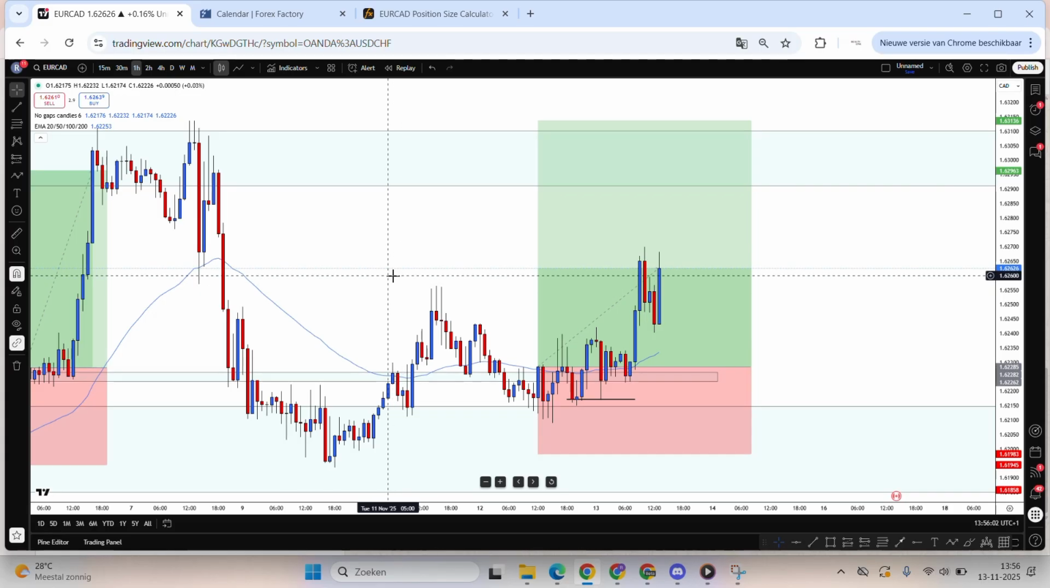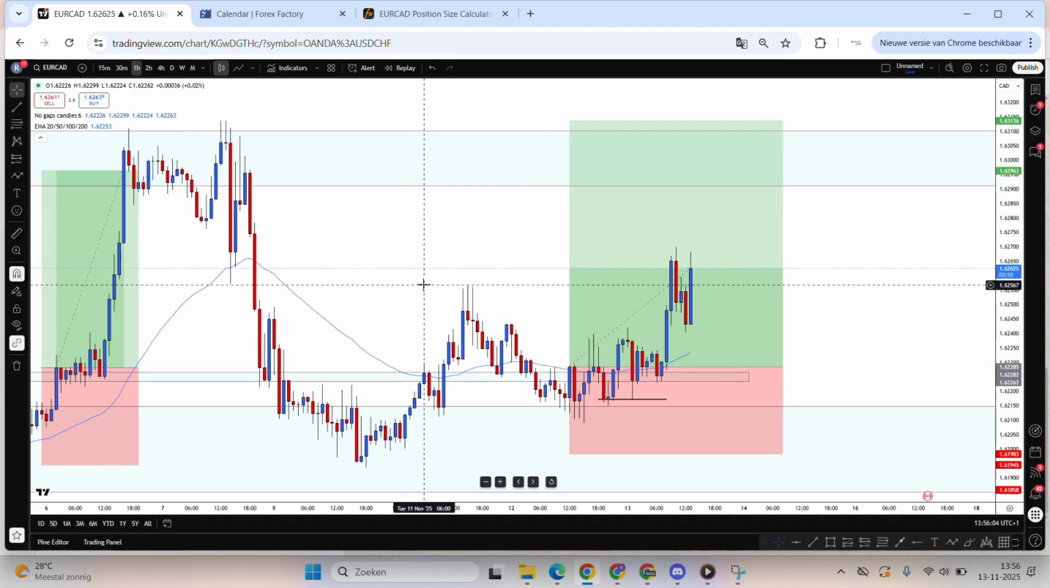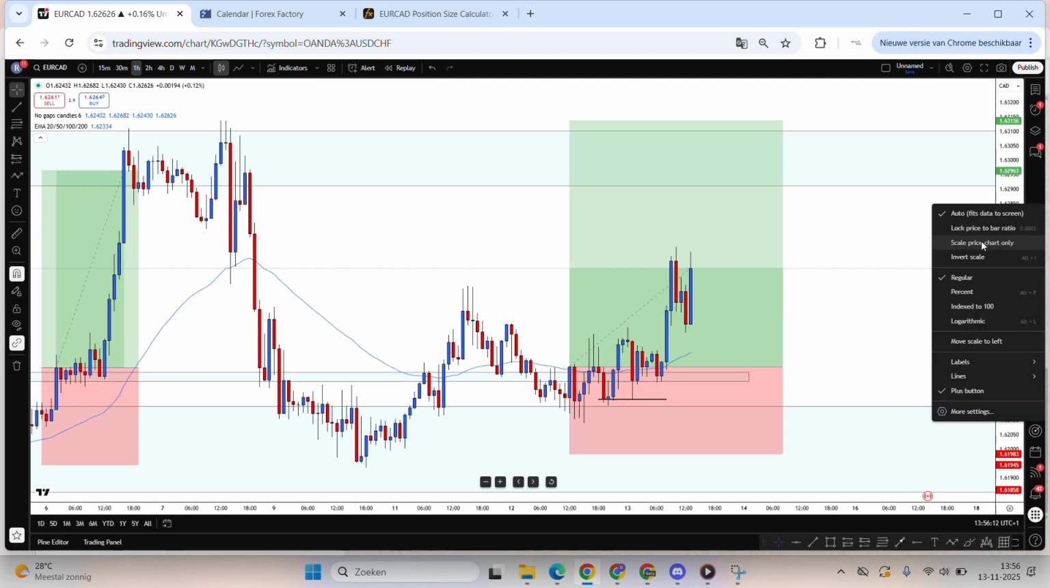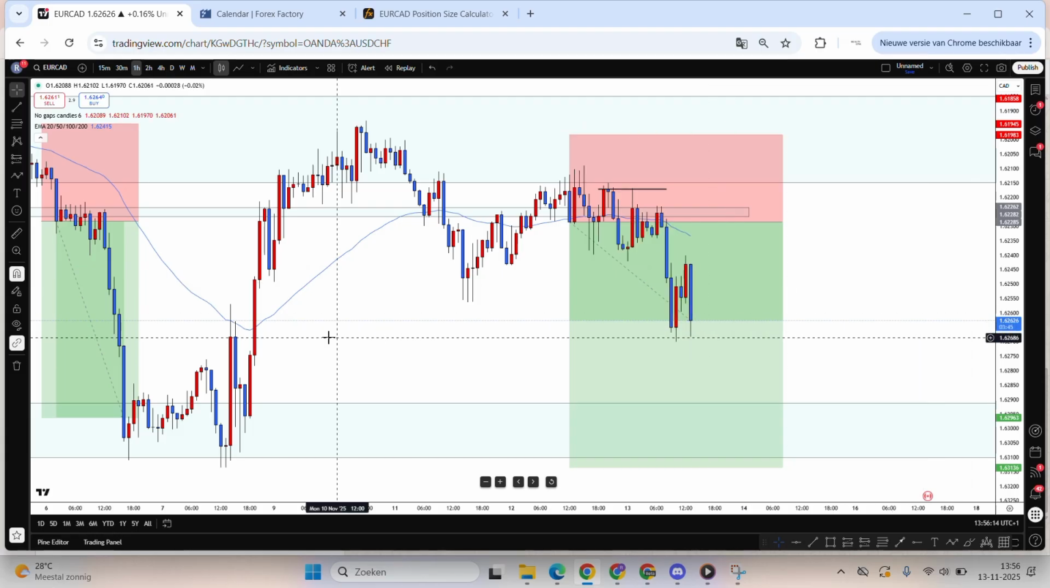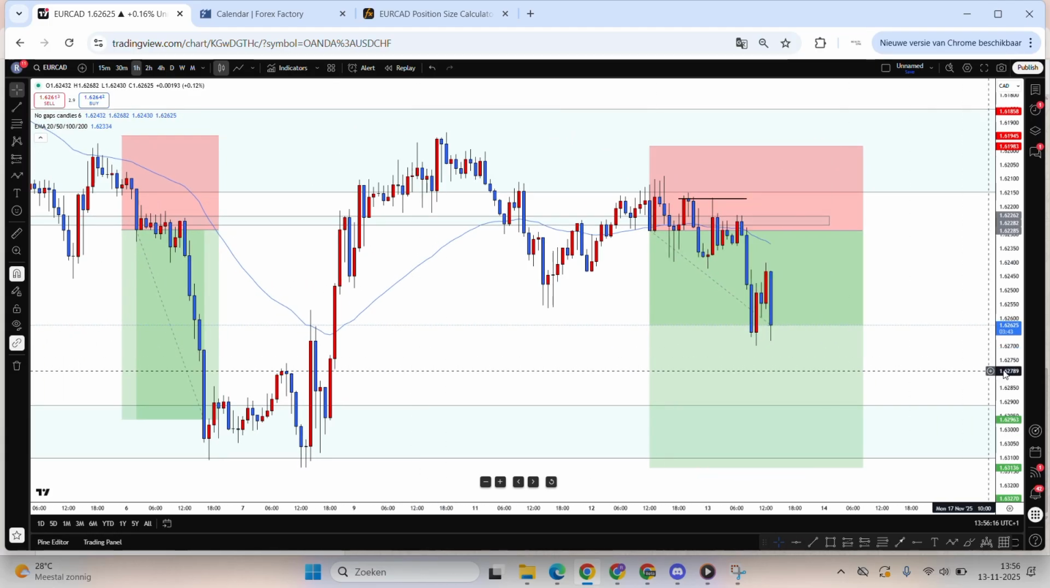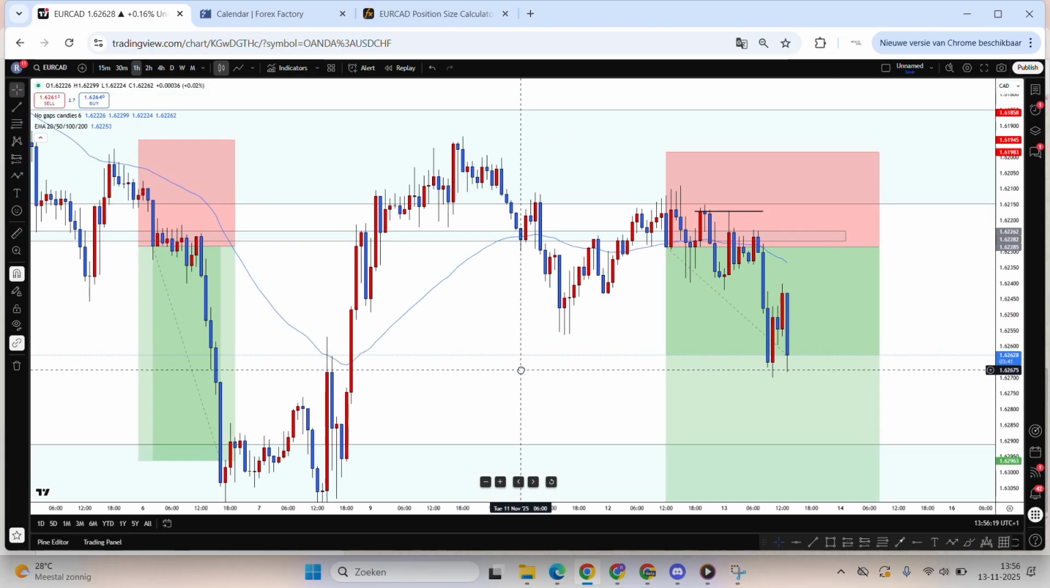But we made a little mistake. I'm gonna show you guys what the mistake was. If you are a better seller than a buyer, you just have to click on the right side of your mouse and then invert scale. Then the chart will flip and you see the chart upside down, and then you can actually sell the buy move. So if you're a better seller, just try this one.